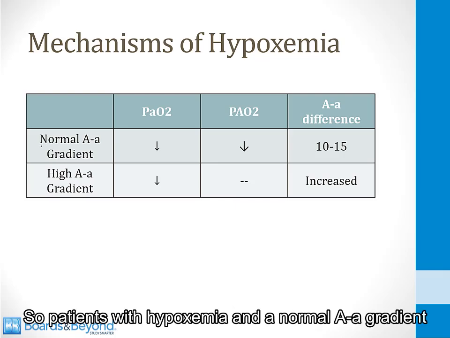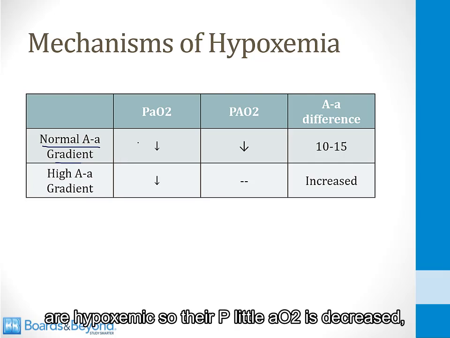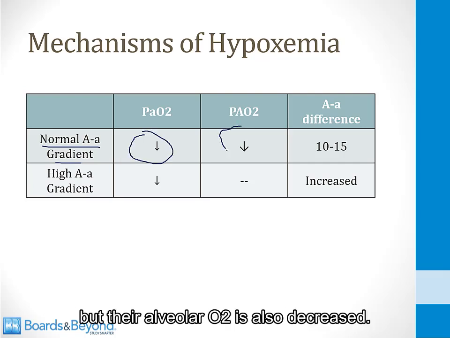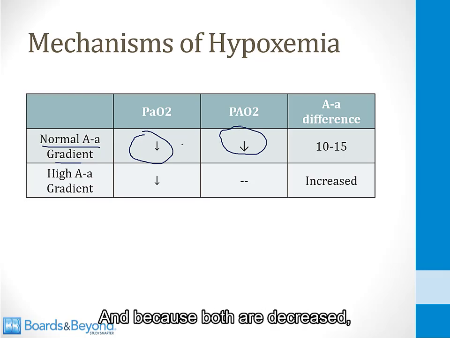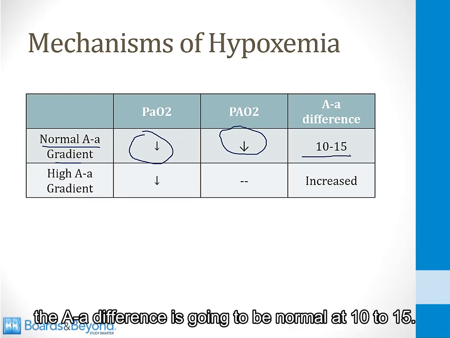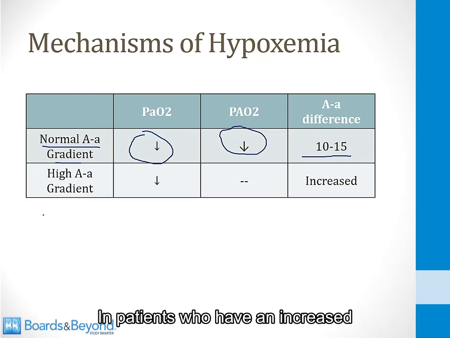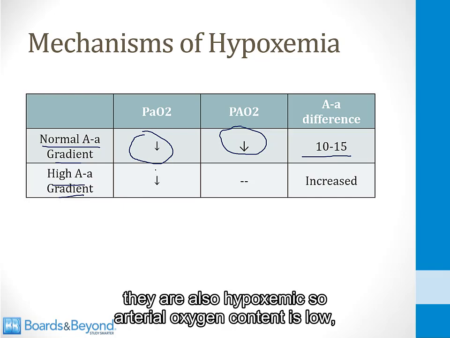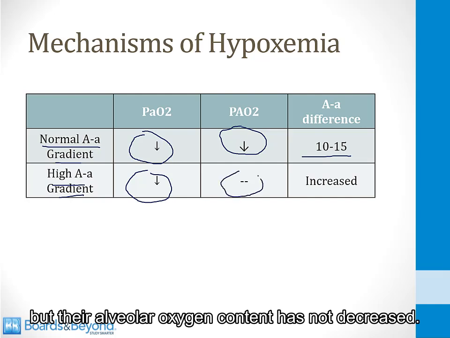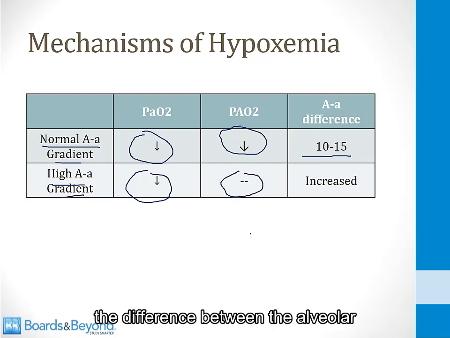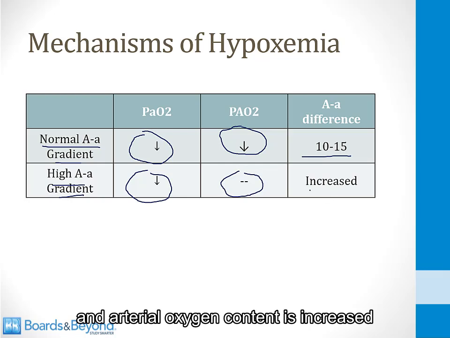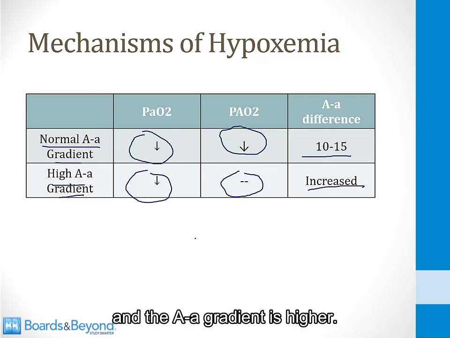So patients with hypoxemia and a normal AA gradient are hypoxemic, so their arterial O2 is decreased, but their alveolar O2 is also decreased. And because both are decreased, the AA difference is going to be normal at 10 to 15. In patients who have an increased AA gradient with hypoxemia, they are also hypoxemic, so arterial oxygen content is low, but their alveolar oxygen content has not decreased, and for this reason the difference between the alveolar and arterial oxygen content is increased and the AA gradient is high.